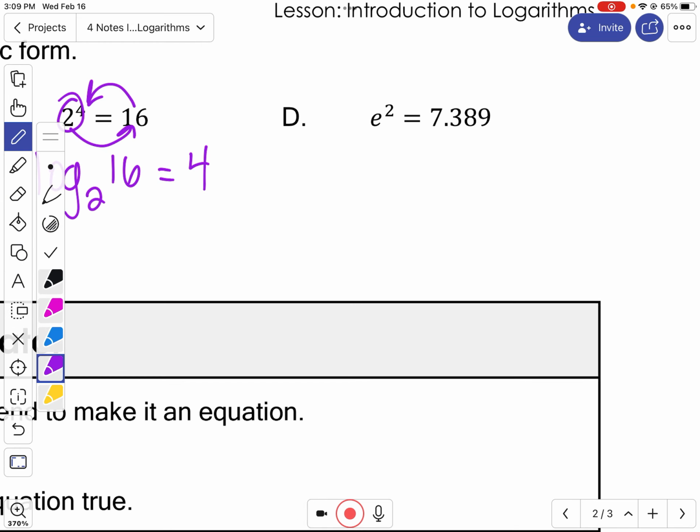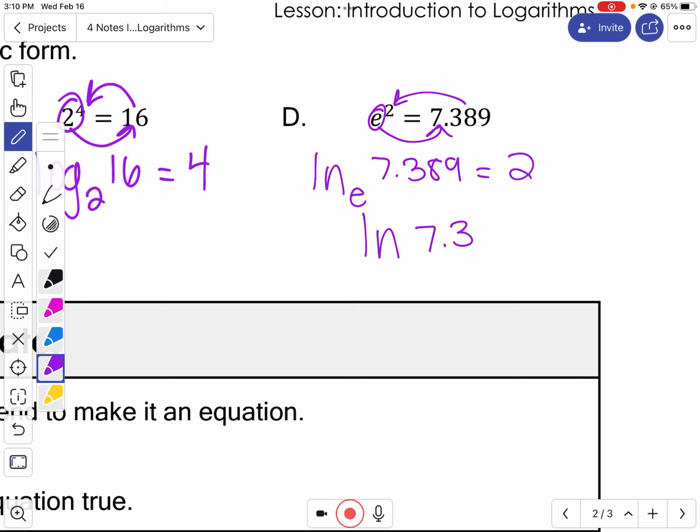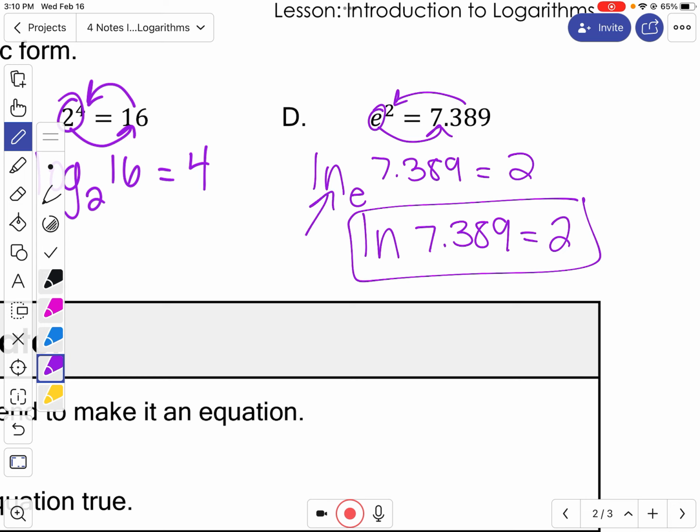This one, notice my base is e. So if my base is e, I need to write it as a natural log. If you want, you can write e for now, of 7.389 equals 2. So I would write it as natural log of 7.389 equals 2. So again, common log has a base of 10, natural log has a base of e. So instead of log, you would put natural log, ln.